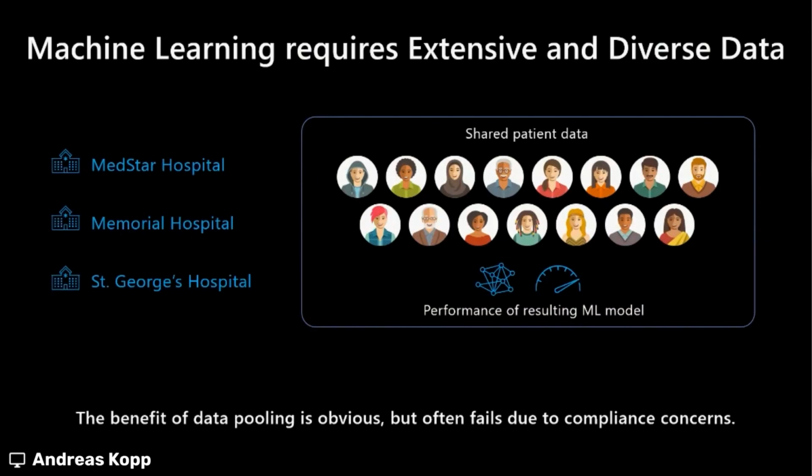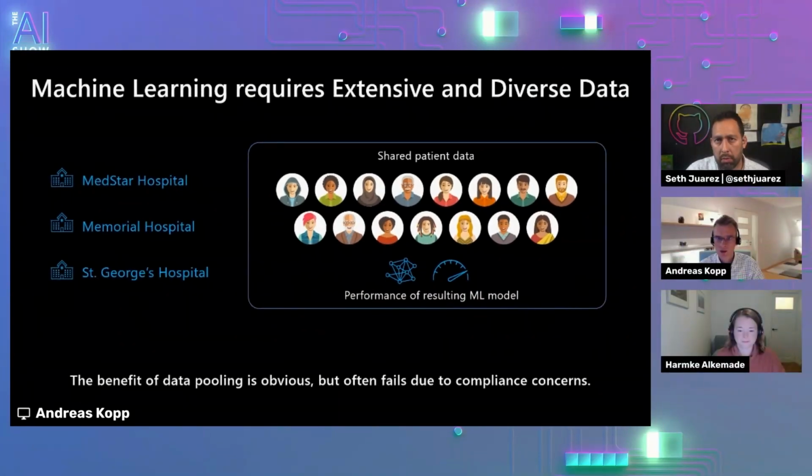But if you look at what's happening in reality, it's not happening very often. There are often compliance concerns in terms of data privacy, in particular in healthcare, like GDPR or HIPAA, for example. In other cases, there could also be concerns of sharing intellectual property, also in other domains beyond healthcare. So this is why pooling between organizations, even though everybody agrees it would provide a lot of benefits, does not happen. It's relatively rare.